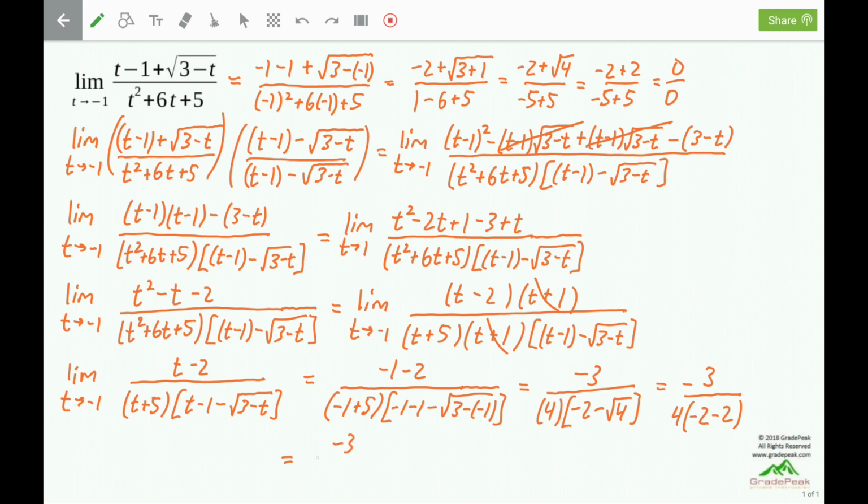So we have a -3 over 4 times minus 2 is a -4. And 4 times a -4 is a -16. The negatives can cancel out, leaving us with 3 over 16.